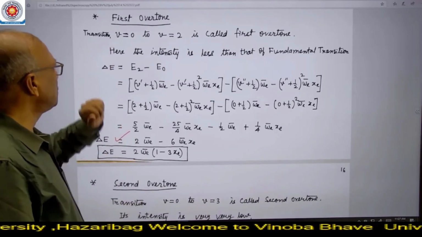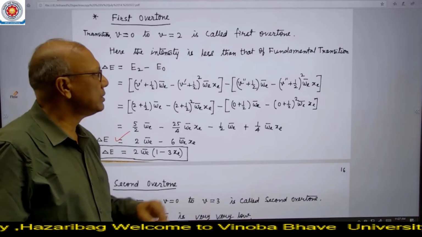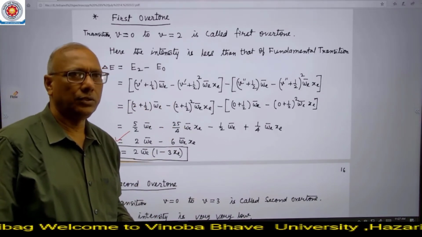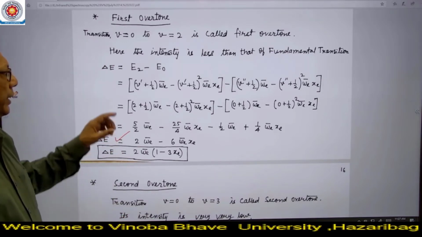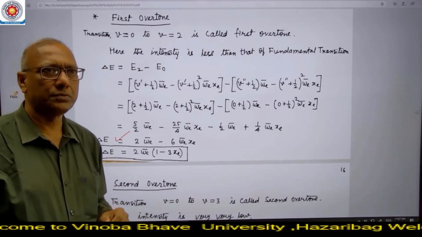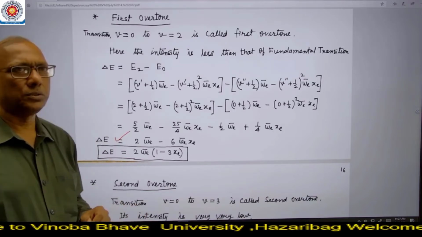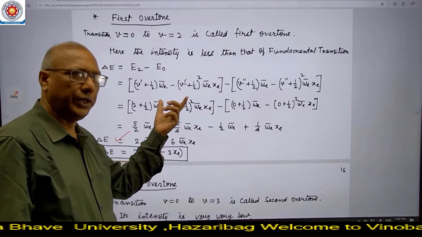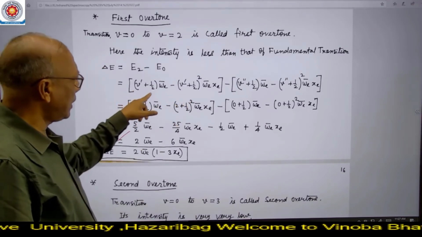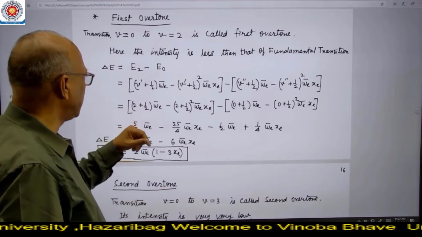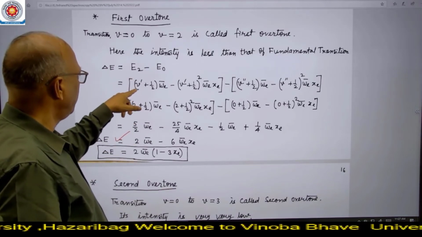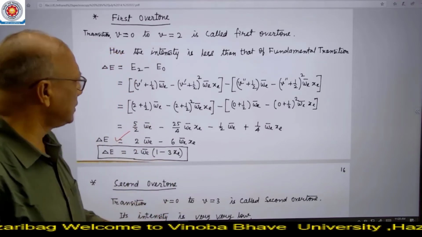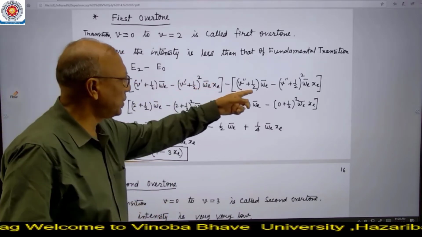Now the next term is first overtone. The transition V equal to 0 to V equal to 2 is called the first overtone. Here the intensity is less than the intensity of the fundamental transition, and we can calculate the energy required for this first overtone as delta E equal to E2 minus E0. Again, using the same equation 14, I have written the fundamental equation here. V prime means upper energy level and V double prime means lower energy level.